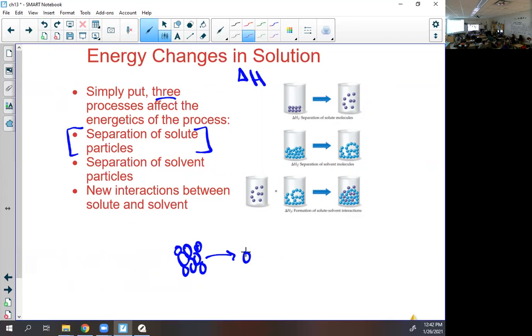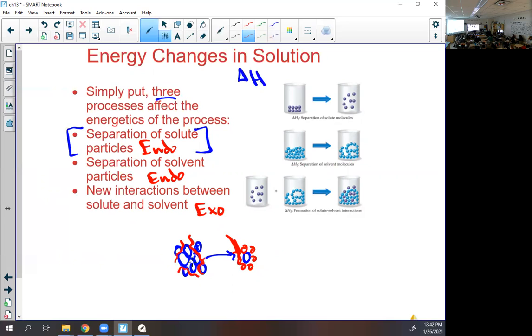The solute, which we'll put as red, literally had to separate to make room for that blue to move in, if you think about it that way. And then we have a new interaction between the solute and the solvent. So these two things right here are endothermic processes. The last one is exo. So it always takes energy to split these apart.